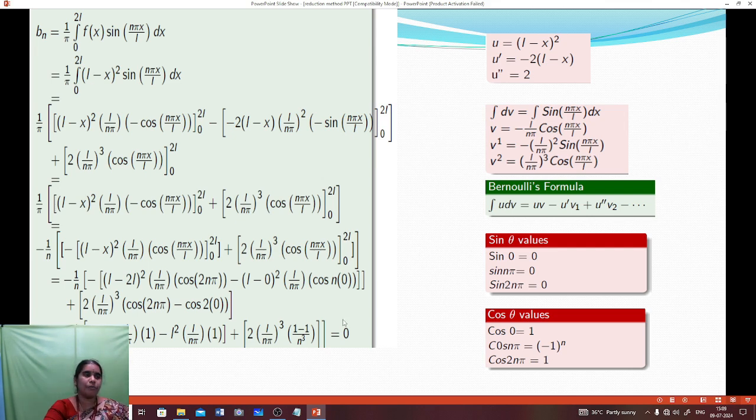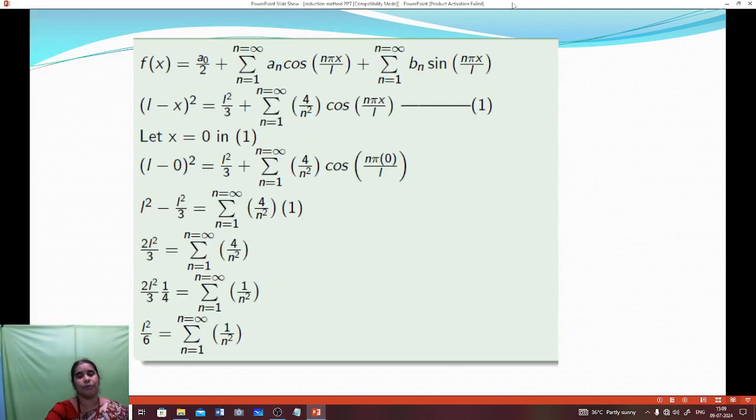In this sum, we calculated A0, An and Bn. Next, we have to substitute these in the Fourier series. Substitute our A0 value. A0 is nothing but 2L square by 3, which we just calculated, divided by 2. So that 2 and the numerator 2 get cancelled. Finally, we get an answer of L square by 3.